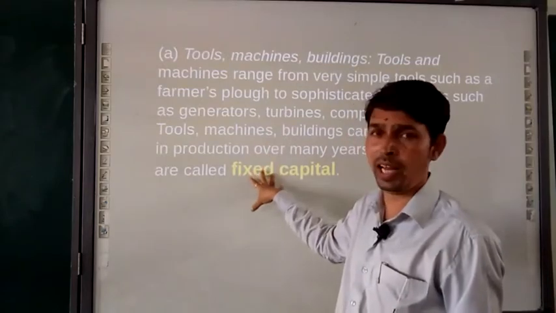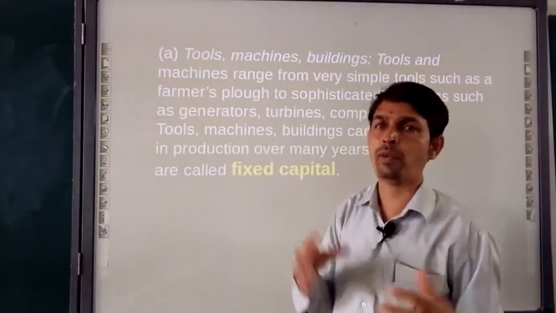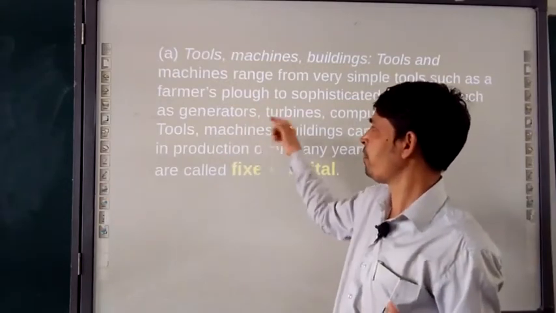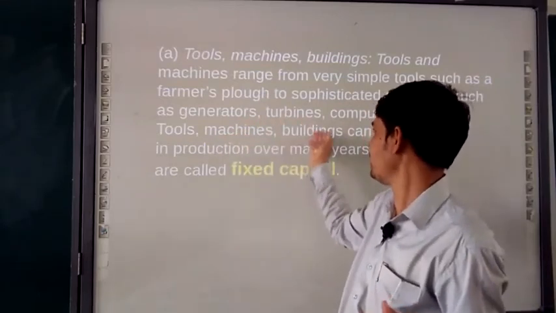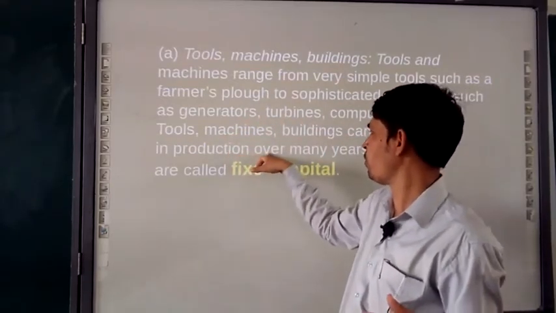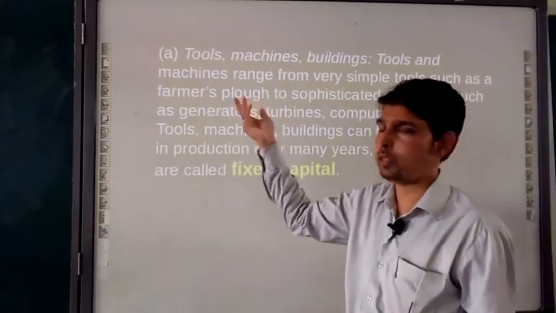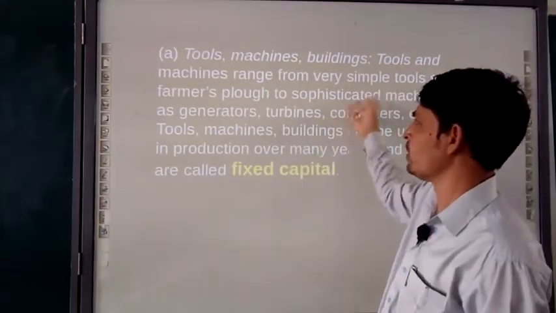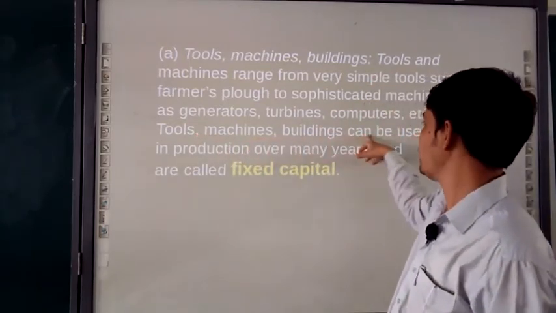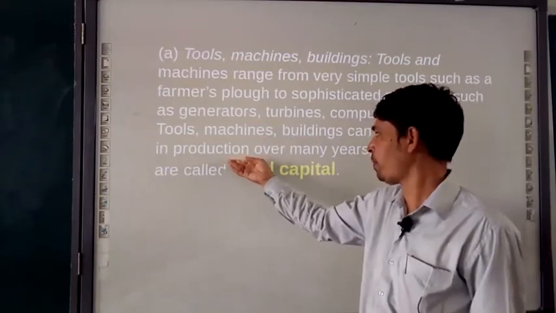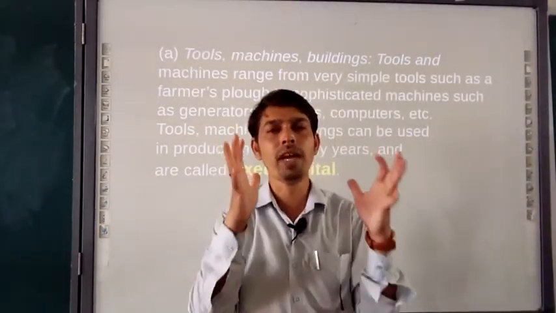With their help, people make valuable goods for themselves. Generators, turbines, computers, tools, machines, and buildings can be used in production over many years. A generator will spoil after some time, as will turbines and computers. But these tools, machines, and buildings can be used for production purposes for many years. That's why they are called fixed capital.